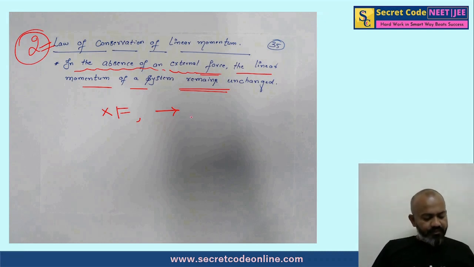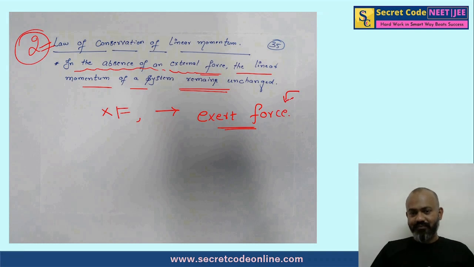See, this law means that in order to change the momentum, we have to exert force. We have to exert force, and the force should come from outside the system, because internal force will not work. Then only some kind of change will happen. Otherwise, it will not change. That is what is given by the law of conservation of linear momentum.